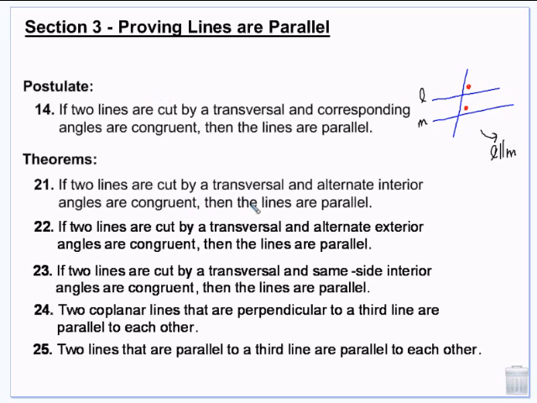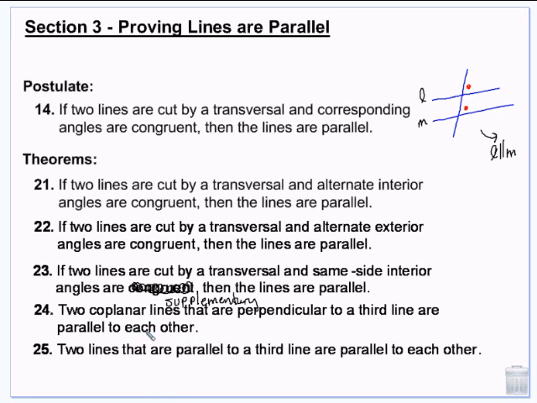Okay, here we have, if two lines are cut by a transversal and alternate interior angles are congruent, then the lines are parallel. So these are all backwards from the ones we did yesterday. If we have two lines cut by a transversal and alternate exterior angles are congruent, then the lines are parallel. If two lines are cut by a transversal and same side interior angles are supplementary, I did it again. Sorry about that. Then the lines are parallel.